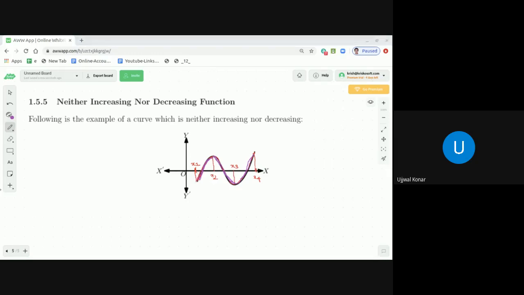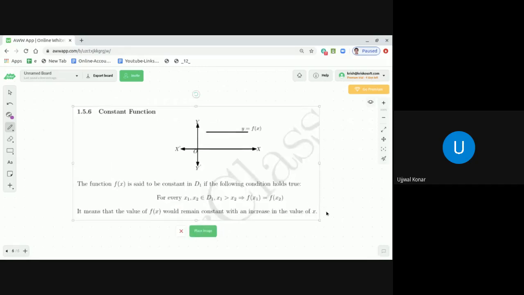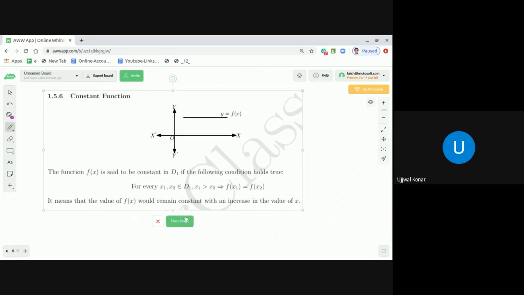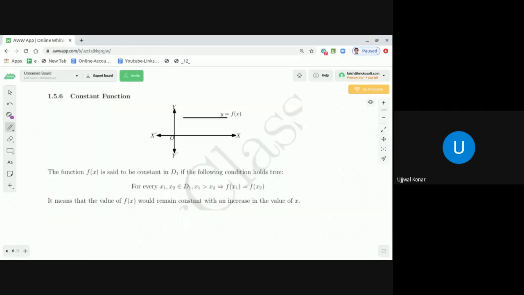Now the next point we are going to discuss is the constant function. What is a constant function? Let me first show you, dear students, and after that I will explain in detail. As you see in this adjoining diagram, the constant function is something like this: when x is increasing or decreasing, f(x) is not changing at all. That is why it's called constant, right?